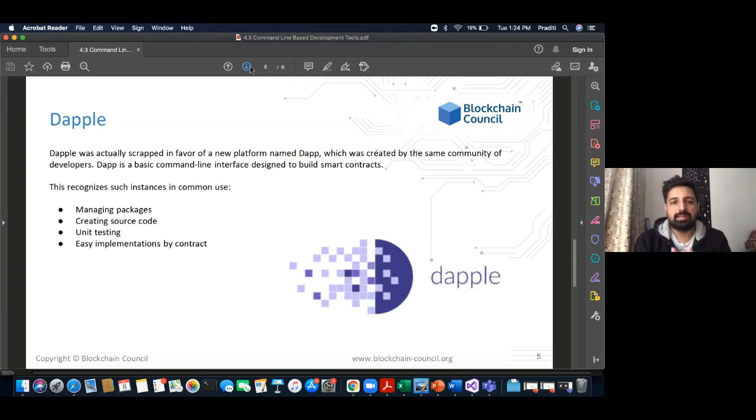And the last one is DAPL, which was actually scrapped in favor of a new platform named DApp, created by the same community of developers. DApp is a basic command line interface designed to build smart contracts, and it recognizes such instances in common use: managing packages, creating source code, unit testing, and easy implementations by the contract.